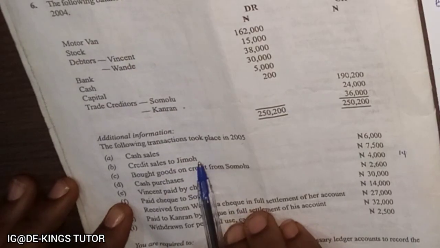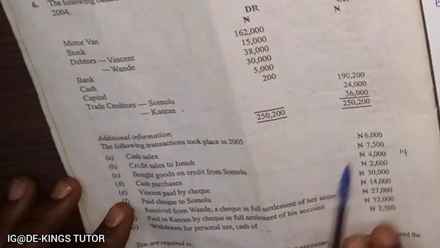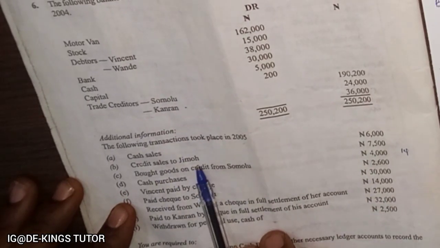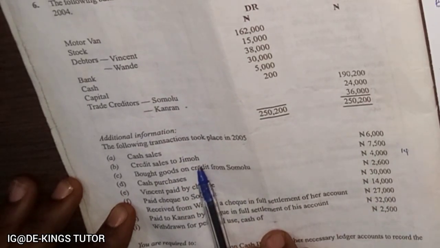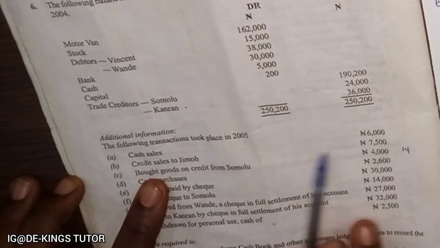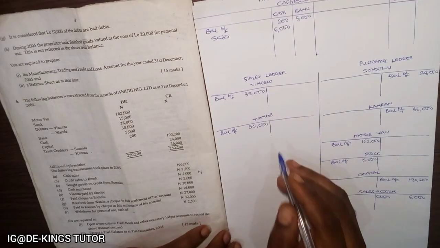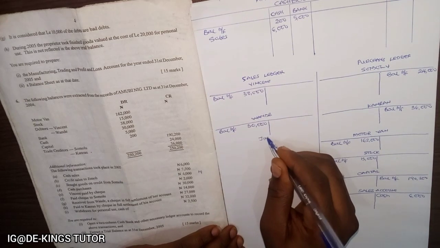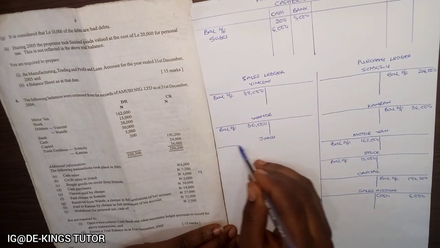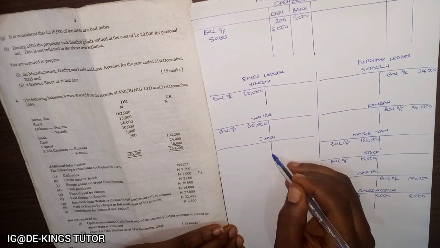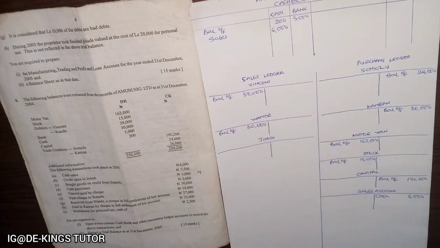The next one, credit sales to Jimo 75. That means they sold to Jimo. So it means that during the year they now have a new debtor. So remember, the debtor is under the sales ledger. So we have a new debtor here, Jimo. Jimo does not have any balance at the previous day. That's why it did not appear earlier.